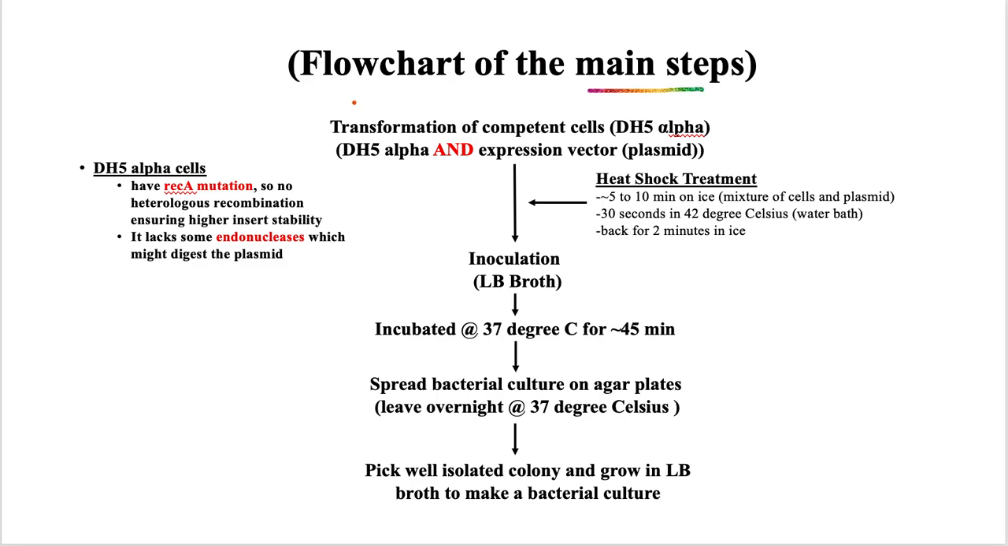So let's start with the first step in the first part, which is the transformation of the competent cells. These are known as DH5 alpha, and they are specifically designed for cloning purposes. I have just mentioned two of the main features these DH5 alpha cells have. Number one is the mutation in the recA gene, which ensures high insert stability, and there will be no heterologous recombination. That means that once these expression vectors get into bacterial cells, they will stay intact.